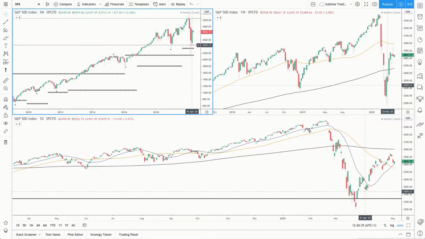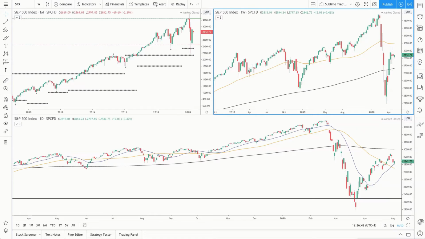Price found support at the low of last year. May so far is looking slightly bearish. If we move across to the weekly time frame, price is above the 200 moving average, but below the 50 simple moving average. You can see that 3,000 round number as well, acting as resistance.